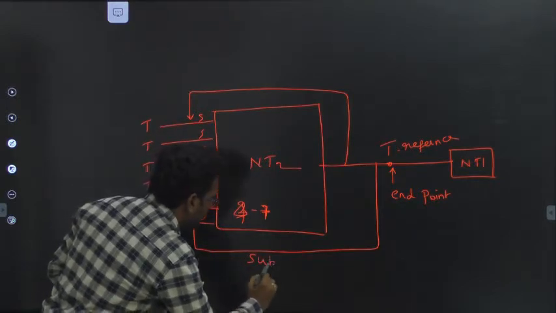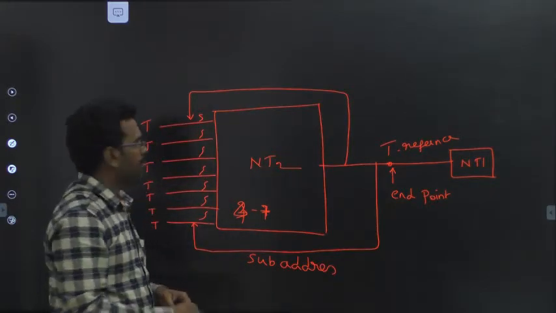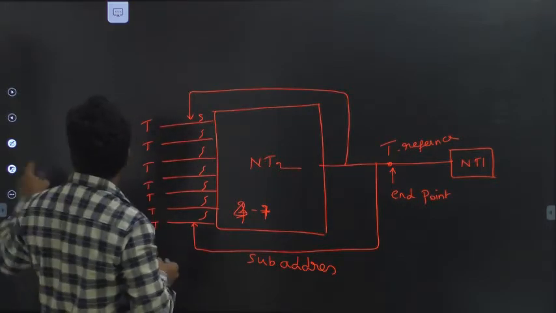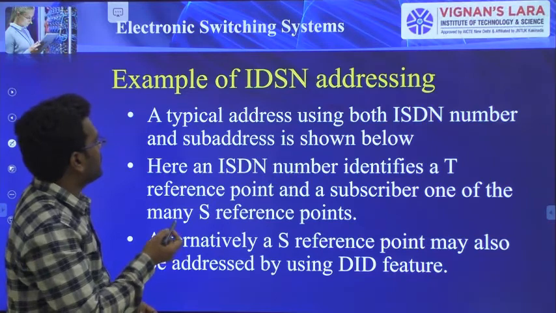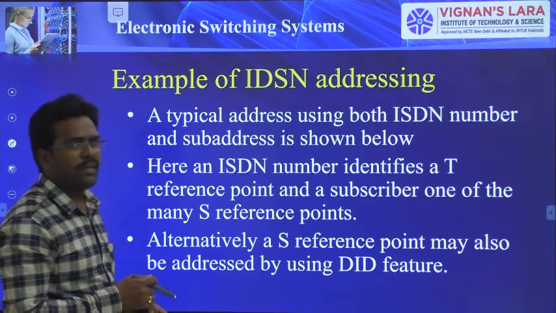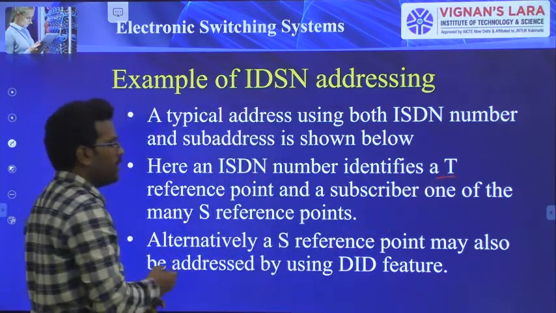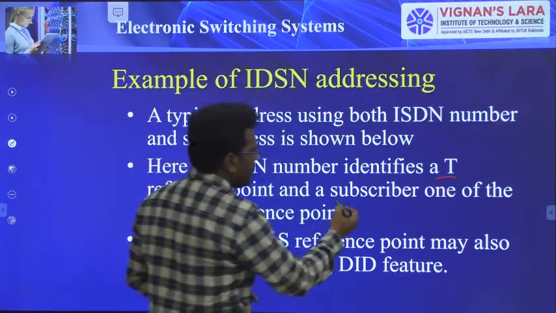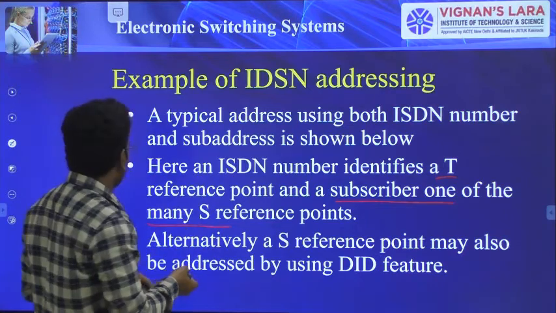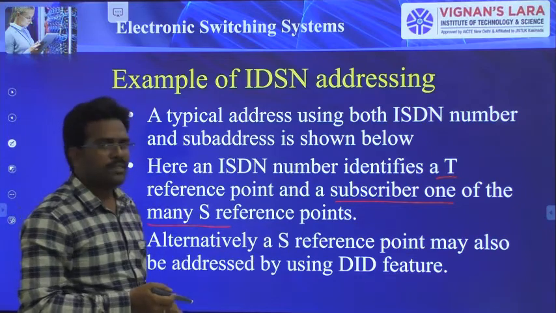So this is one example for the subaddress. With the help of this subaddress, you can be destined to any one of the S reference points. This is a typical example of ISDN addressing for subaddressing the reference points. Here an ISDN number identifies a T reference point, and a subscriber one of the many S reference points. Out of so many S points, it is going to choose one reference point based upon this subaddress.